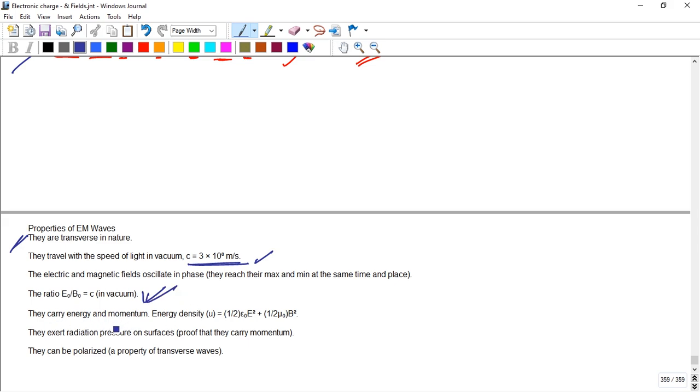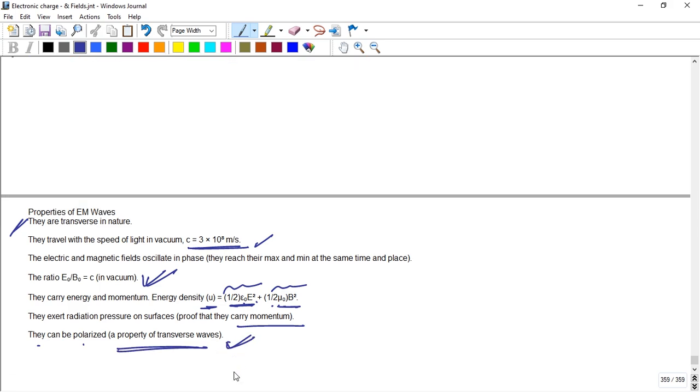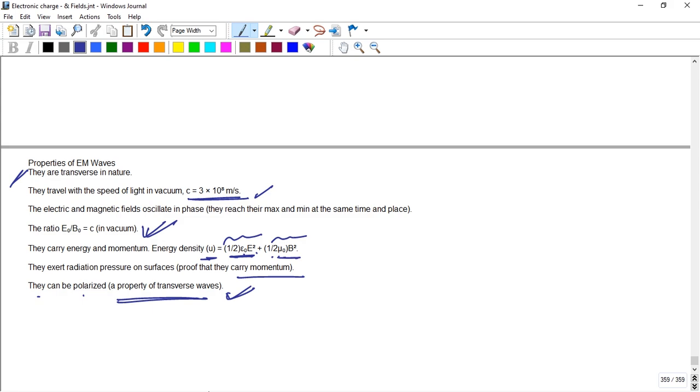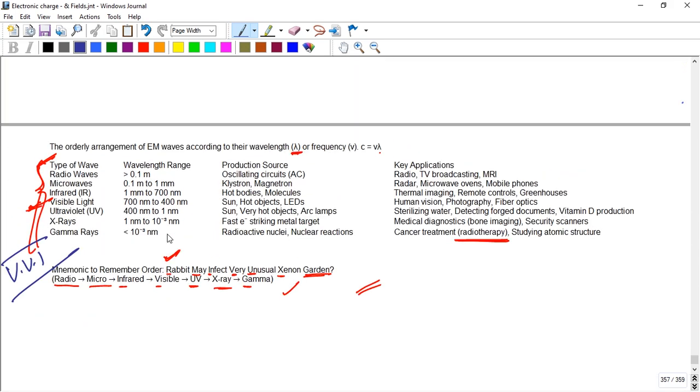They carry energy and momentum. The energy density u is half epsilon naught E squared plus half over mu naught B squared, the energy in the electric field and the energy in the magnetic field. Radiation pressure on a surface proves that they carry momentum. They can be polarized, a property of transverse waves. These are 1 or 2 mark questions in the board exam: what are the properties of electromagnetic waves, and the wavelength ranges and applications of all types of electromagnetic waves.